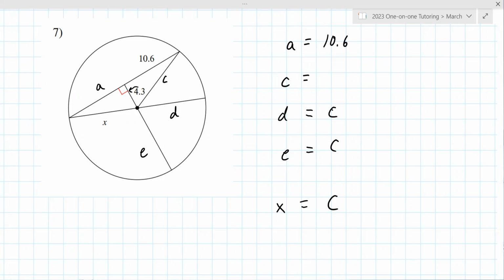Radii? Yes. And you just said it, all radii are congruent, right? Congruent. Yeah. Any questions on that before we do another? No. Okay.